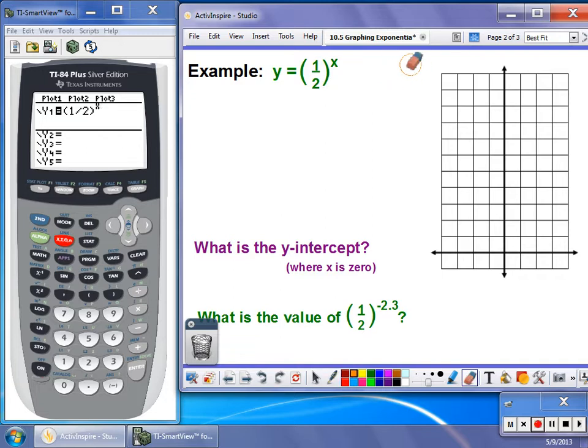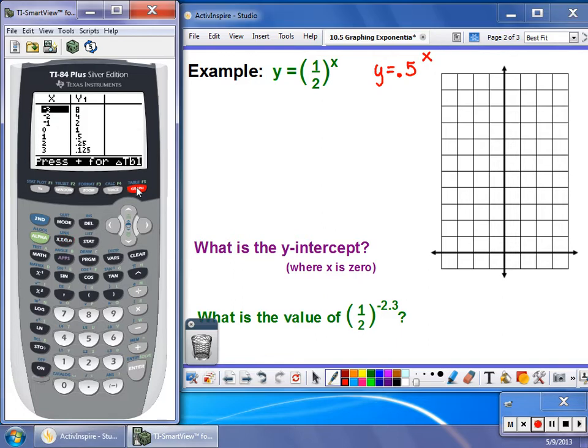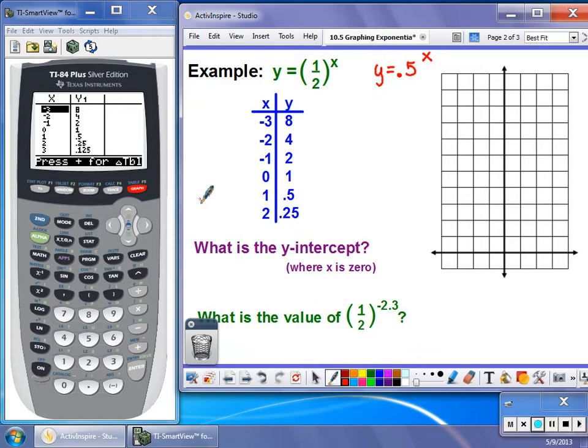Now if you have a fraction like 1/2 that terminates, you are able to put it in as a decimal. So I could have also put this in as y equals 0.5 to the x power. Both of those would give me the same table. So now, if I go to my table, I'm going to see that I have these numbers. And again, the rule is a couple of decimal places and as many whole numbers as you think you can make fit.